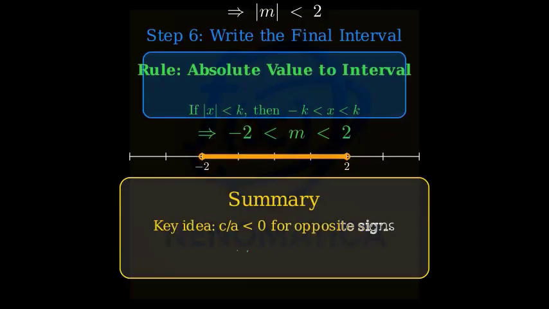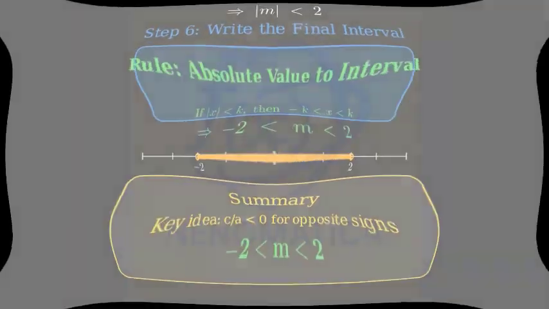Summary. We use the product of roots condition, c over a less than 0, to guarantee opposite signs. Substituting a equals 3 and c equals m squared minus 4 reduced the inequality to m squared less than 4, which simplified to absolute value of m less than 2, or the final answer, negative 2 less than m less than 2. Great work!